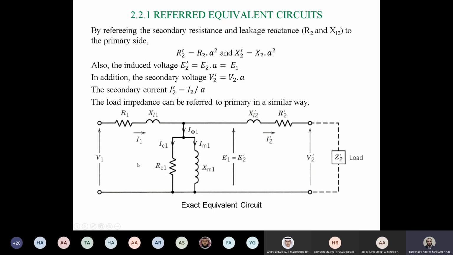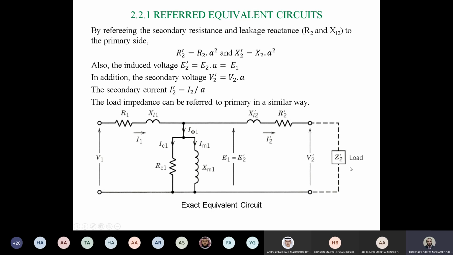Of course, this is the exact equivalent circuit for undergraduate level. However, for postgraduate level, we may have different mathematical models used to describe the single-phase transformer. Please, if anybody has their microphone on, please turn it off to avoid any noise.